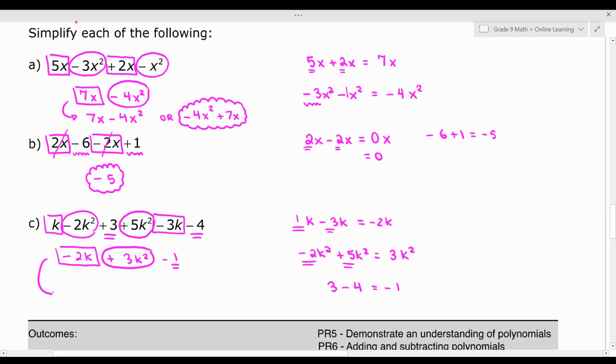Okay, double check. I'm going to get rid of my rectangles, circles, lines. You want to have it in decreasing order of x. So I would say it's 3k squared minus 2k minus 1.